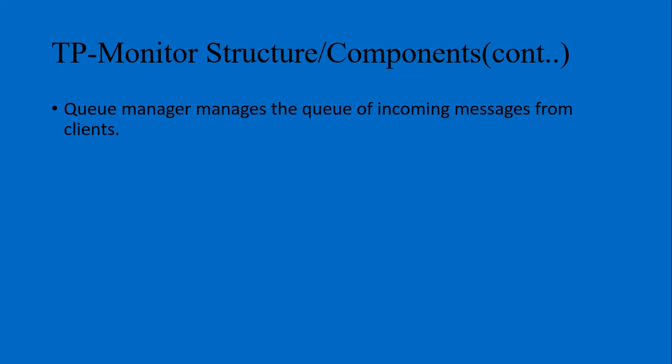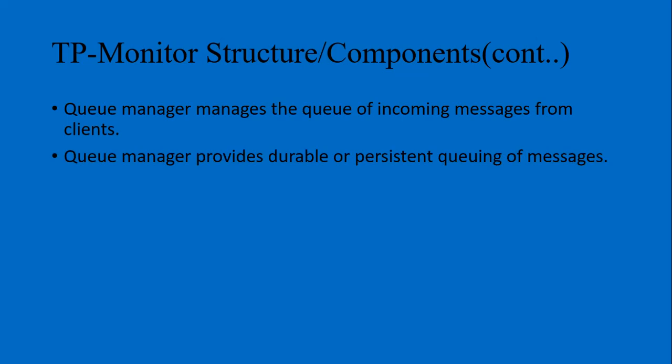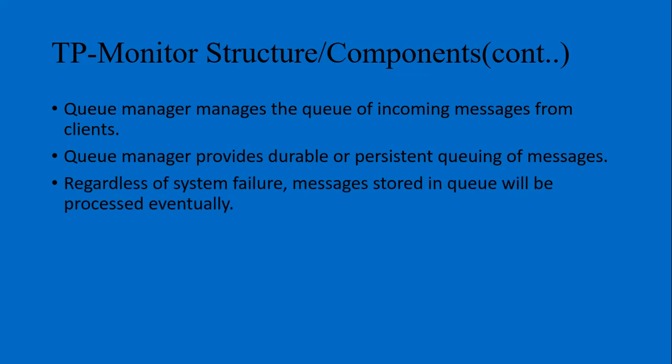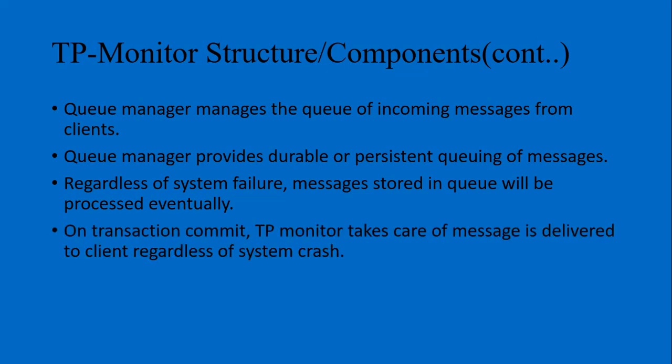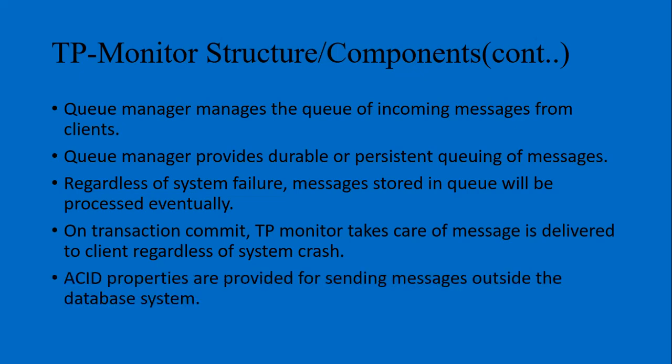It has a queue manager in it which handles incoming messages from the client. A queue can be durable, that is, it may survive even if a system failure occurs. Using a durable queue ensures that a message once received and stored in the queue will be processed eventually even if a system failure occurs. Once the transaction commits, the processing monitor guarantees the message is eventually delivered regardless of a system crash. ACID properties are thus provided even if messages are sent outside the database system.